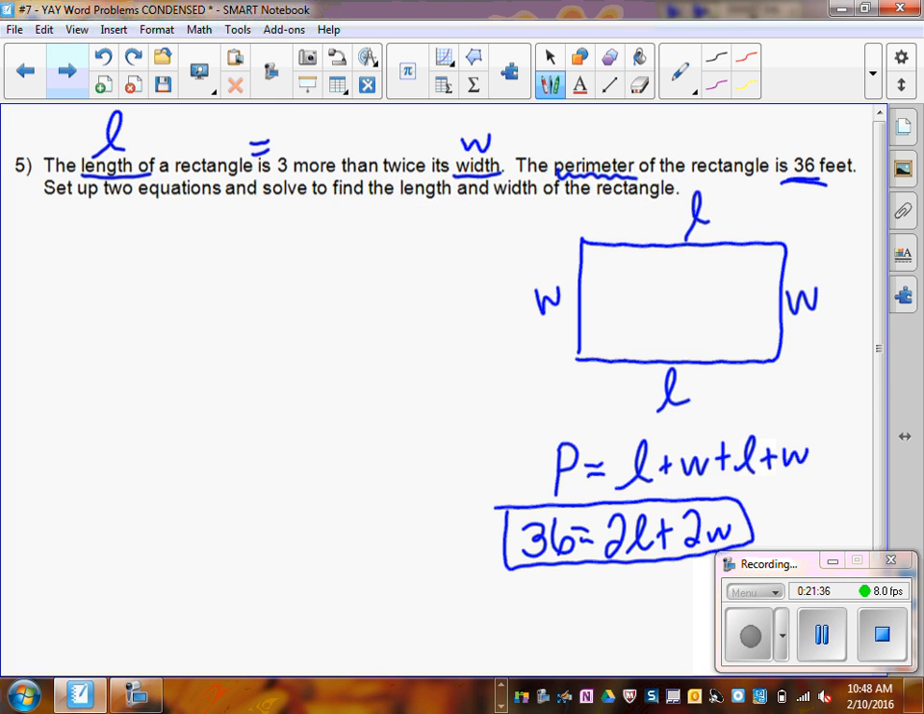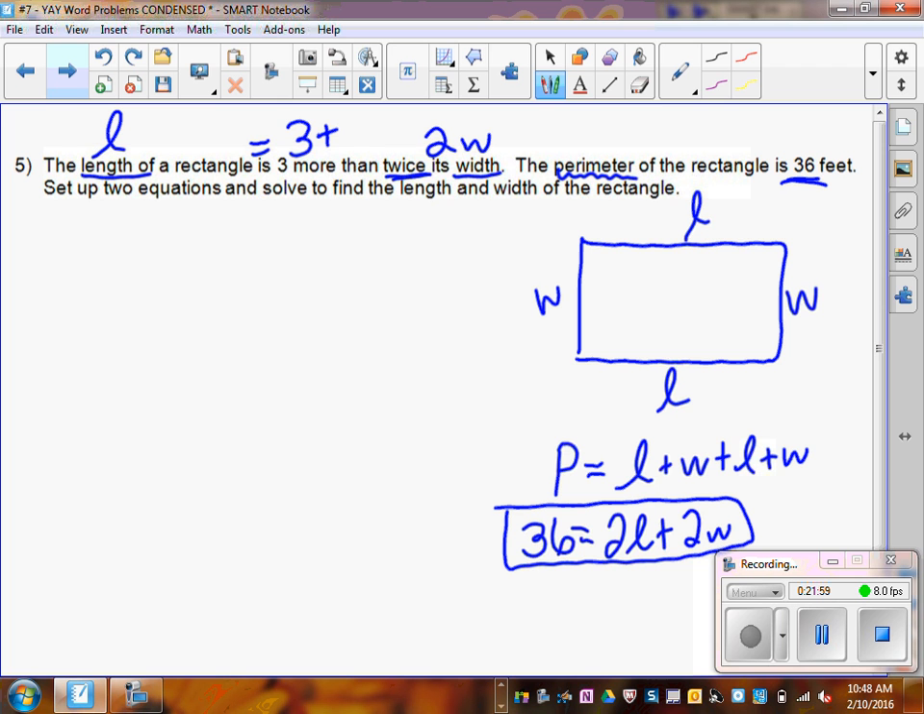Well, how can we interpret this? 3 more than? What does that mean? If Tayshawn has 3 more cookies than Trey, it is plus. Yeah, 3 more than. Cool. And then what does it mean twice its width? Right, 2 times it. Twice is 2 times our width.